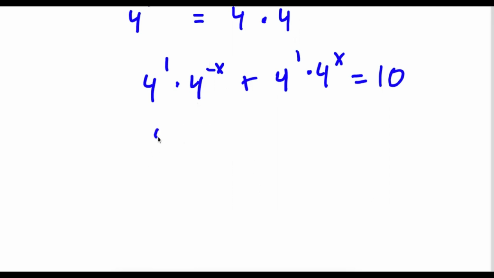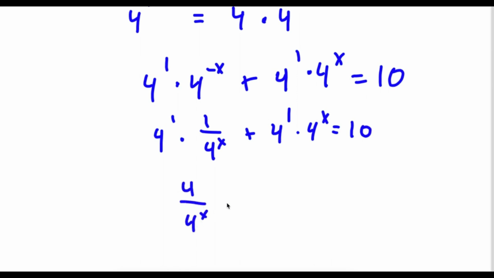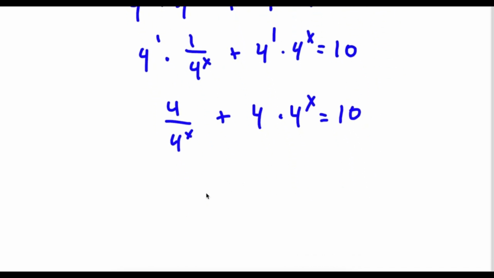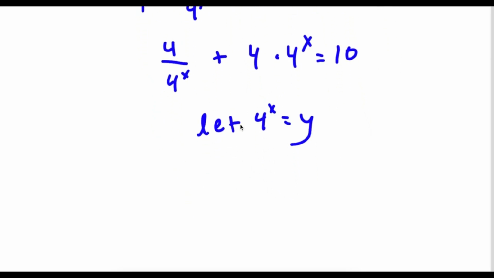Now 4 to the power of negative x is the same thing as 1 over 4 to the power of x. And if I multiply these two, I get 4 over 4 to the power of x. Now I'm going to let 4 to the power of x equal the variable y. So if I replace 4 to the power of x with y, I get 4 over y plus 4y is equal to 10.